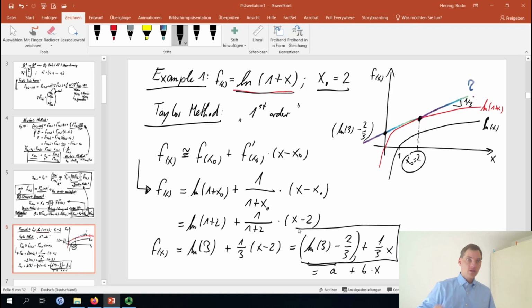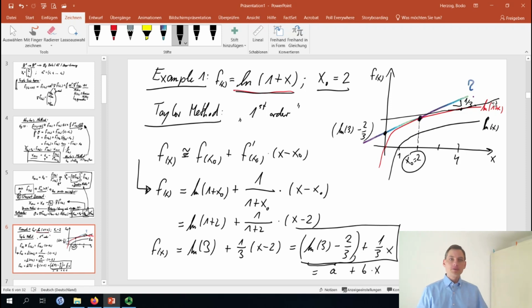at 2. Of course, you can do the linear approximation also at another point. Let's call it 4. Yeah. Then of course you would get a different line which has a different intercept, yeah, and a different slope. And you can do it for all the points you're interested in principle.